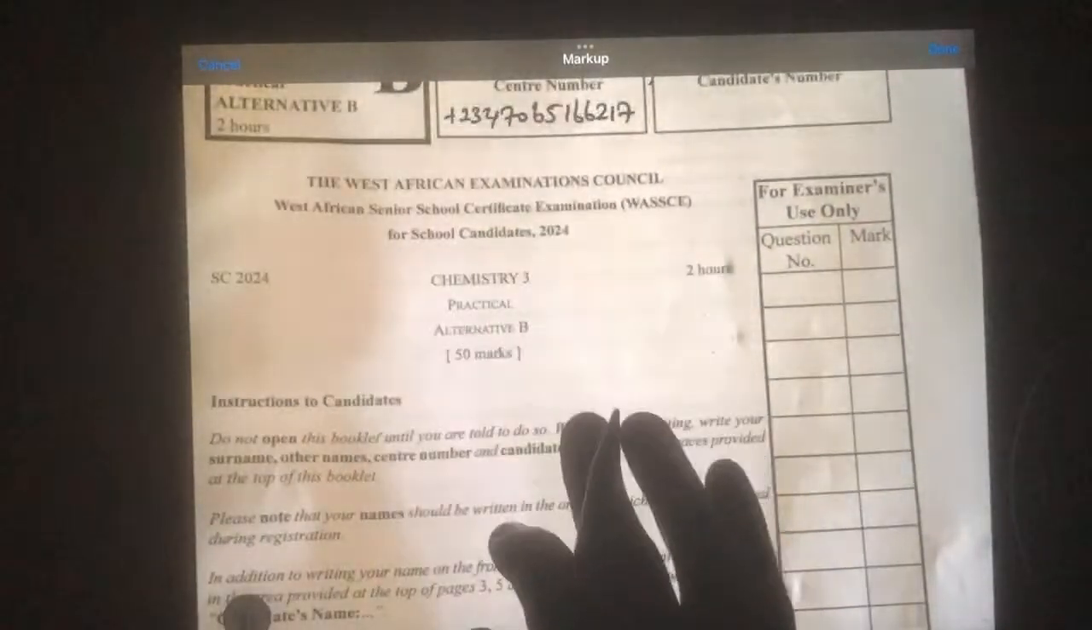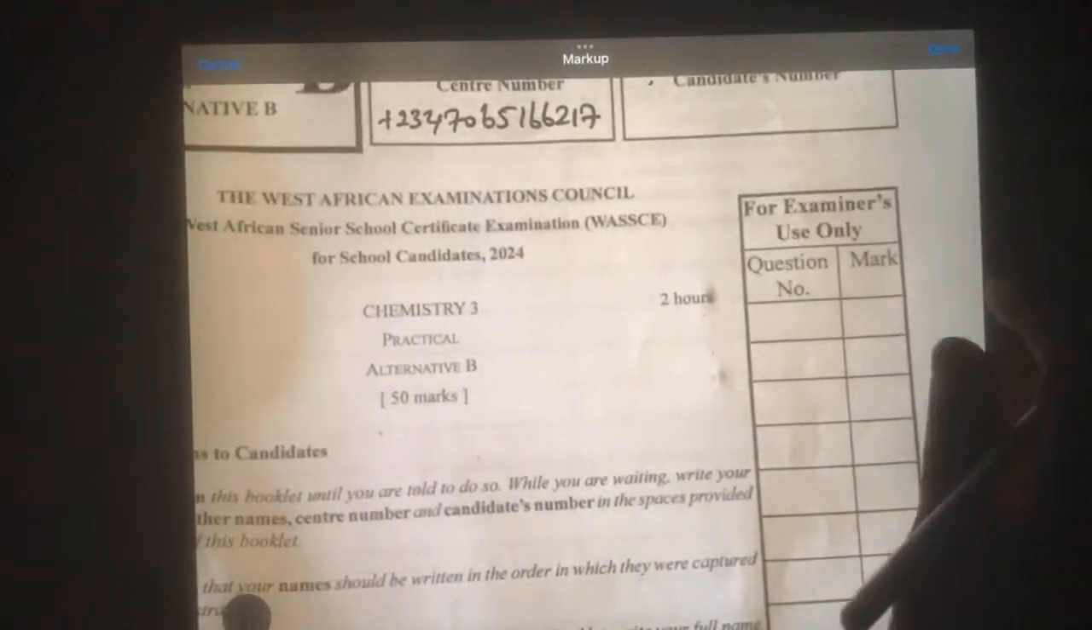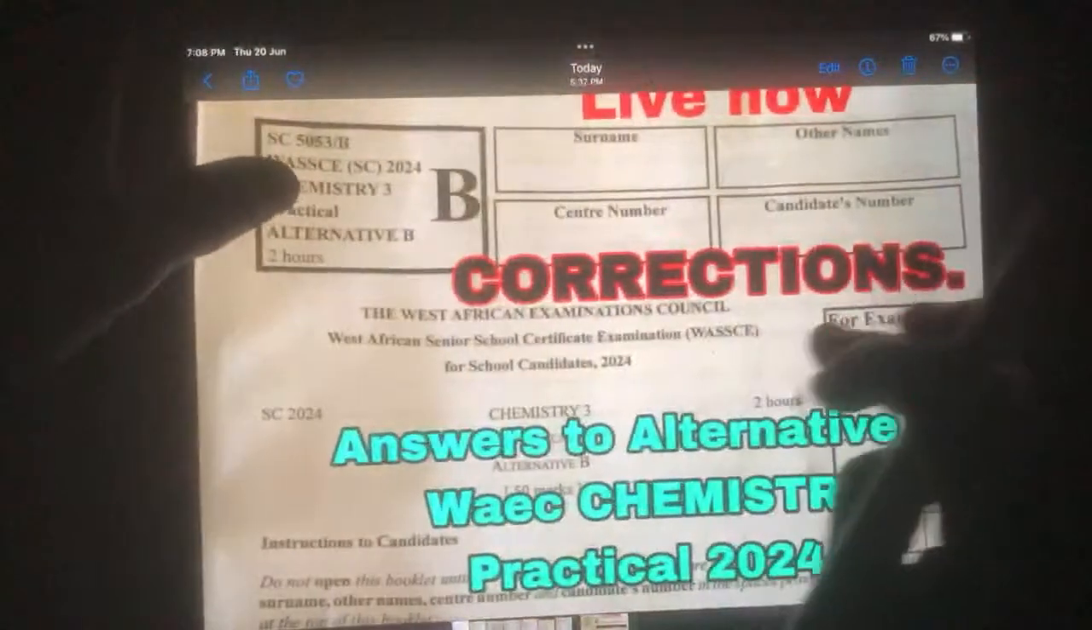I'll be very quick. Remember to ask your questions in the comment section, of course. You're also advised to write your name on each page. You go through them. Remember, most times this is for examiners only, not for the students. So I'll handle question 1 and 3, that's titration.